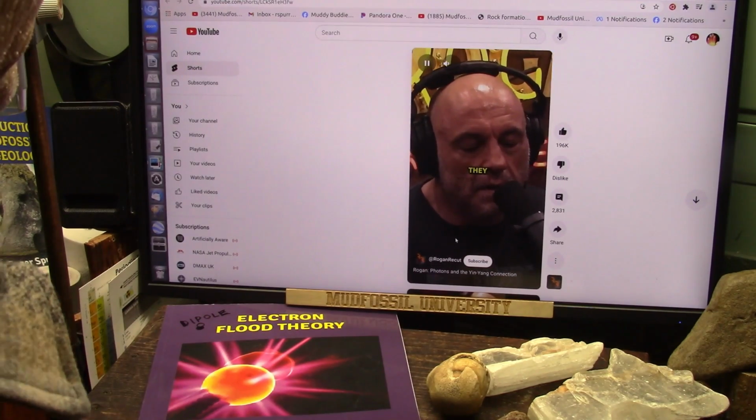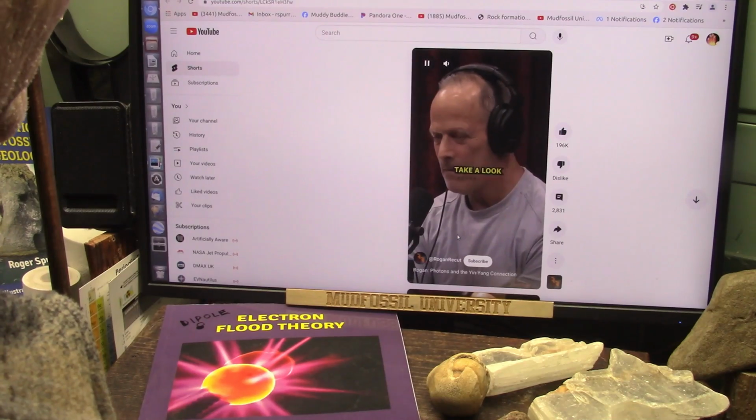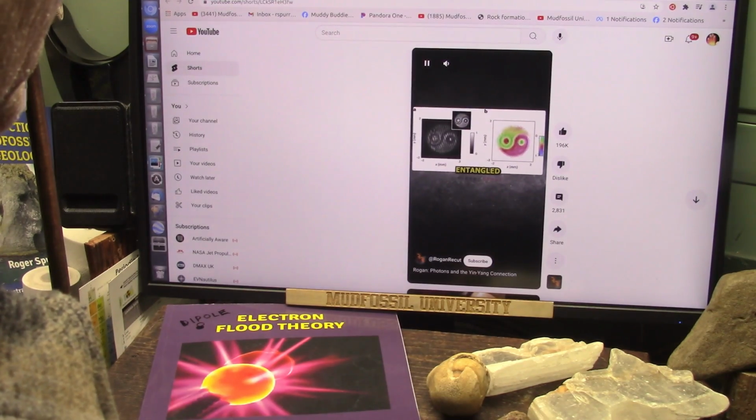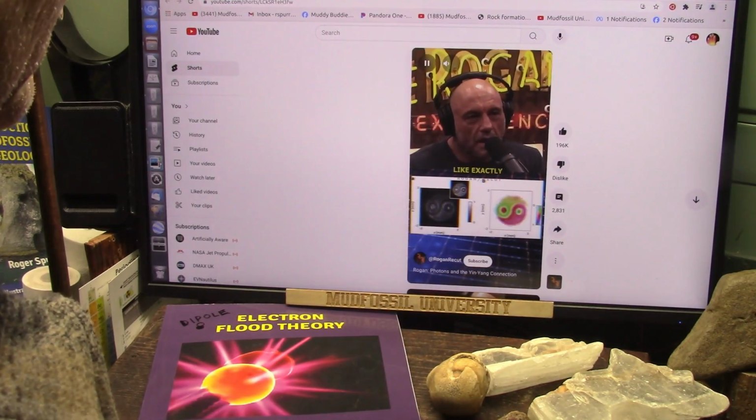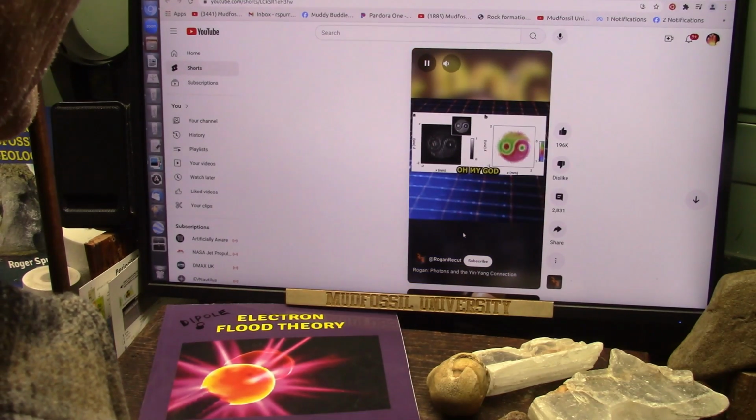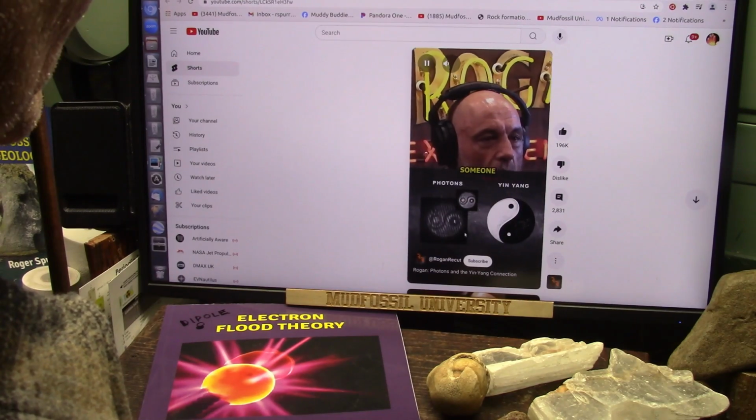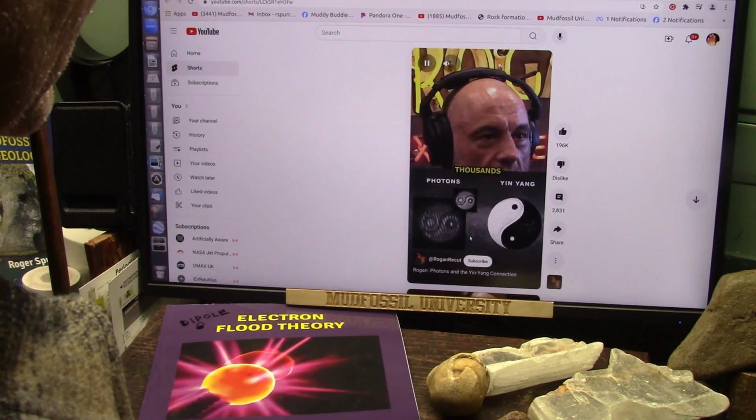Have you ever seen, they just recently made images of quantum entangled photons? Take a look at what this looks like. Quantum entangled photons look like a yin-yang. Like, exactly. Oh, awesome. Exactly. That's it. That's a quantum entangled photon. Oh my God. Are you kidding? Oh my God. Oh my God. So maybe someone knew this thousands and thousands of years ago.